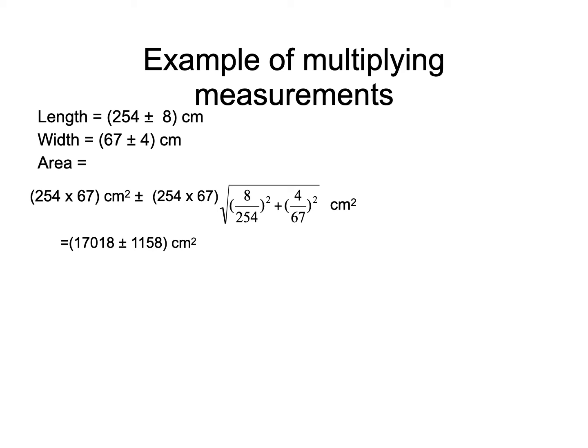Next, we need to apply the rules about significant digits. Only one significant digit is kept for the error, which makes it 1 times 10 to the 3 centimeters squared, and the best estimate should be rounded to stop on the same decimal as its error.